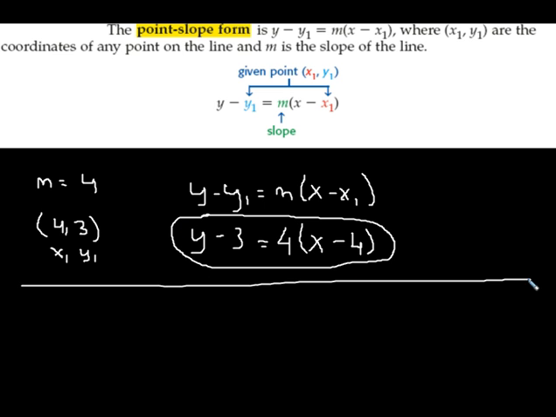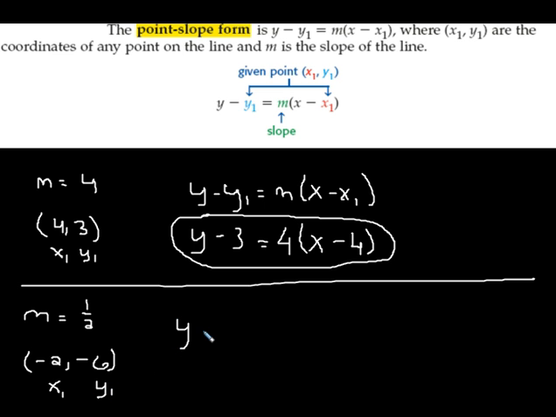Now, it gets a little bit trickier if we have negatives. So let's look at that. Let's say we have a slope of 1/2, and say this line passes through (-2, -6). Okay, where -2 is my x1, -6 is my y1.